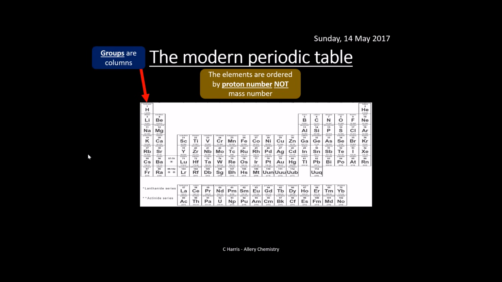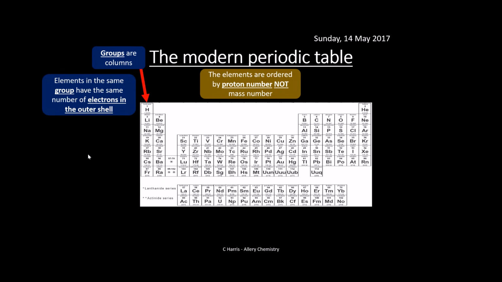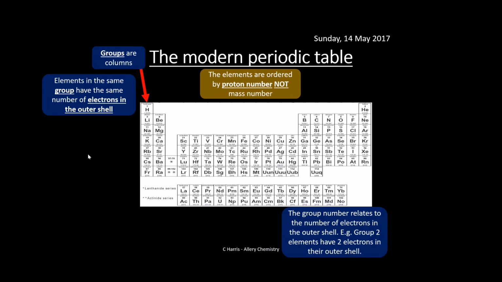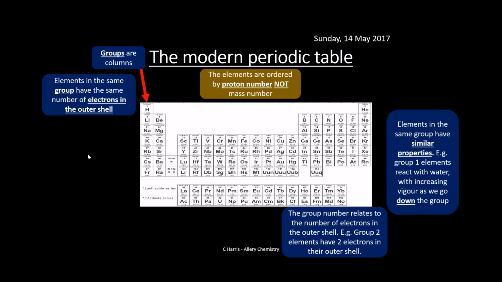Very important. The groups are columns, and elements in the same group have the same number of electrons in the outer shell. So, for example, in group 1, they would all have 1 electron in the outer shell. So the group number relates to the number of electrons. Like I say, for group 2, we have 2 electrons in the outer shell. And elements in the same group have similar properties.